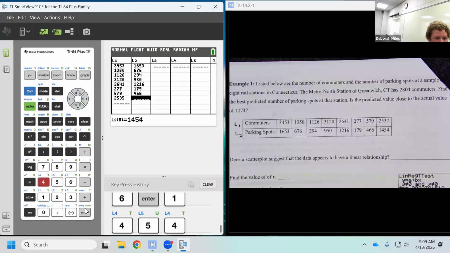Always double check your data. You do not want to miss a test question because you've made a typo. And I have one typo. That last X was 2532.